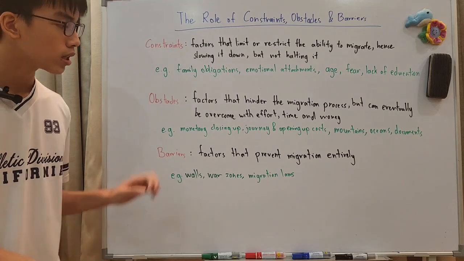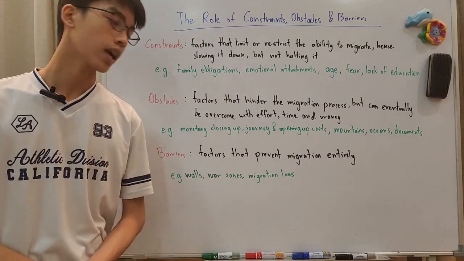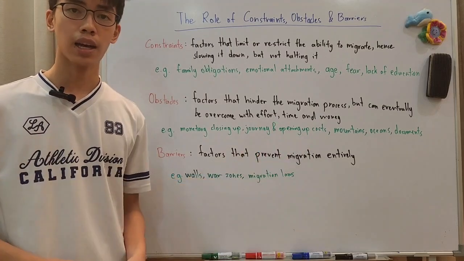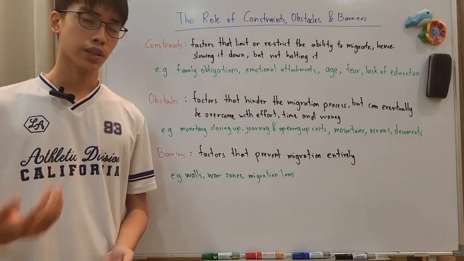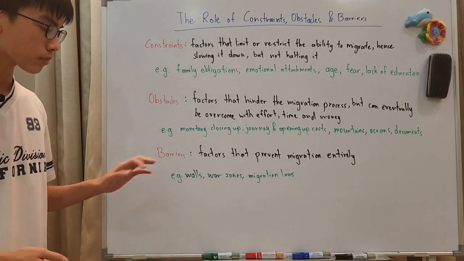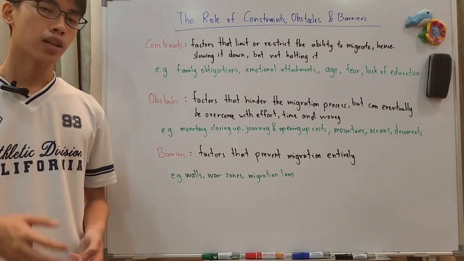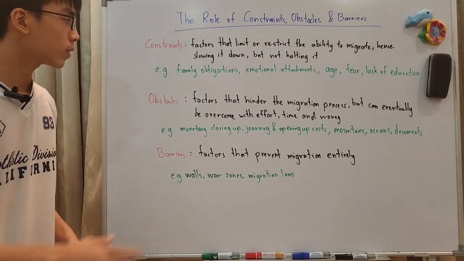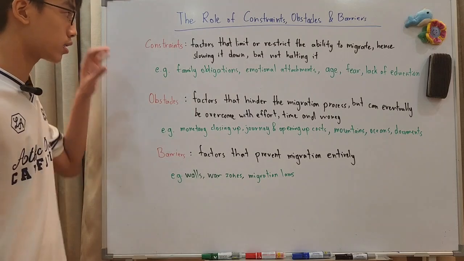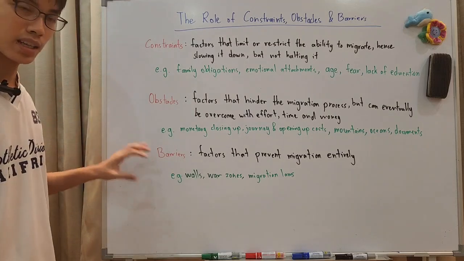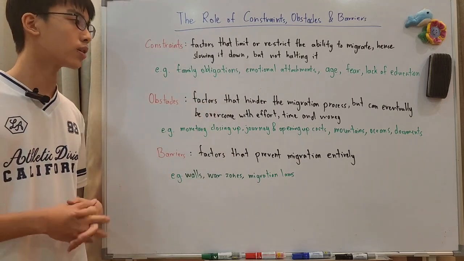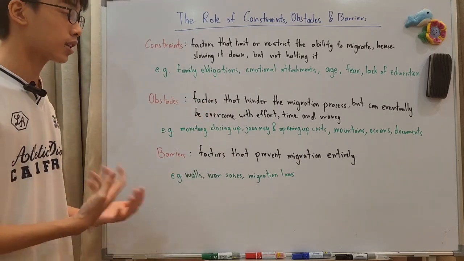And lastly, barriers are factors that prevent migration entirely. Stuff like walls, war zones, migration laws, and maybe mountain ranges that are physically impossible to pass, such as the Himalayas, for example. They act as barriers and generally occur at the middle to end parts of the migration process. So these three things you can see occur at the start, in the middle, and in the middle to the end, and they are kind of interlinked in some ways, but also have their distinct differences.